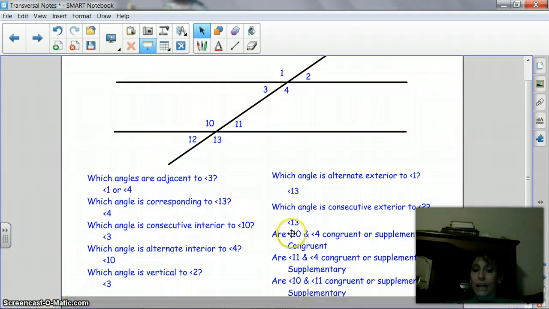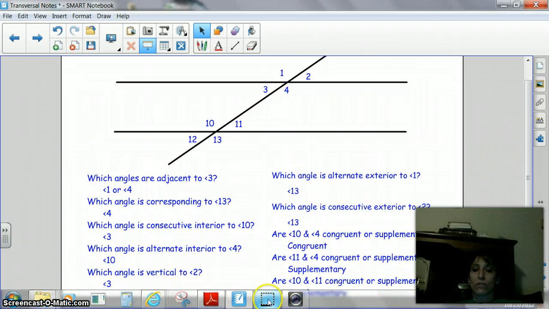Alright, that actually is all the notes. I know it was plenty, but hopefully you already had the first page and you won't have to do any more as far as that goes.